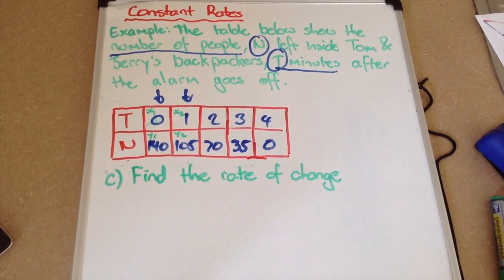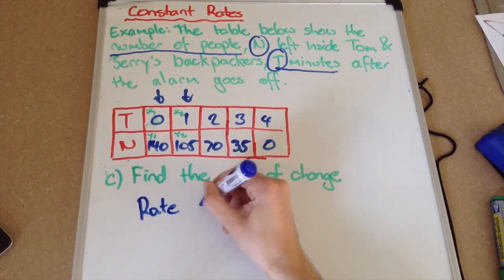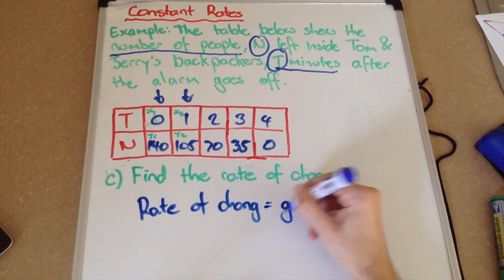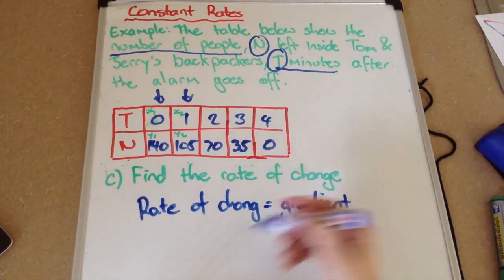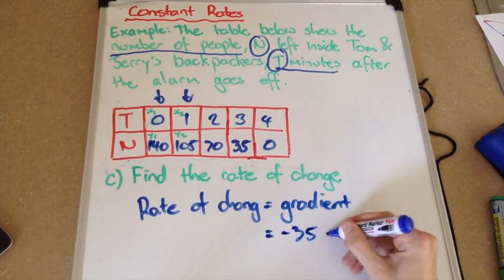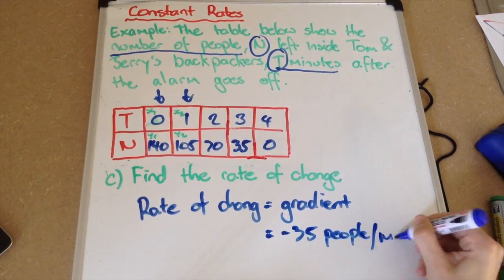Now part C of the question asks us to find the rate of change. If you remember back to what I was talking about before, rate of change is equal to the gradient. So therefore, as we found before, rate of change is equal to negative 35 people per minute.